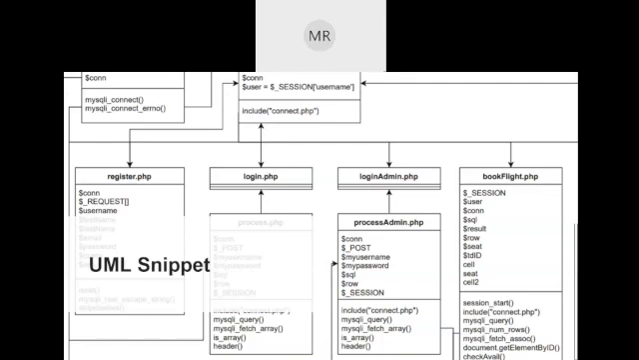And we have created book flight.php, parking.php, and profile.php, which are all required in project 4. Then with the help of process admin.php, we have created admin.php and checkout.php. And for parking.php, we have created a checkout for parking. For checkout, you have to include a payment.php for both booking flights and parking, so we did that. And finally, we have created process payment.php for both the bookings. And that's our UML snippet.